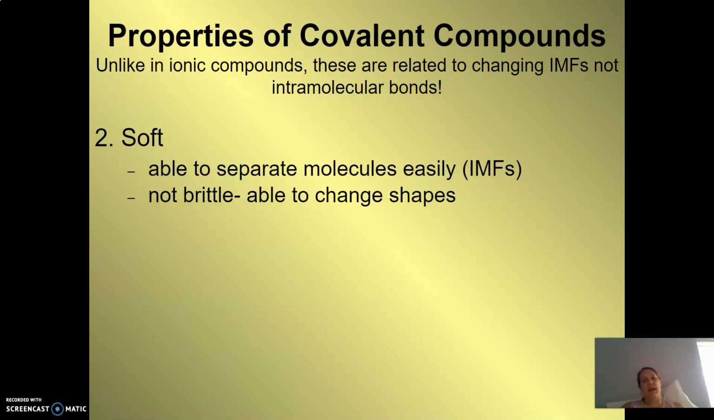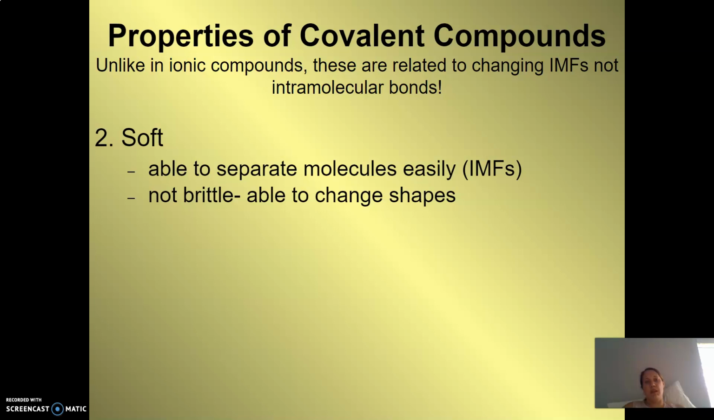So if you remember back to ionic substances, we talked about the lattice and how when you hit it, it shatters because the ions will realign, and now you would end up with a negative side and a negative side. And when you have two negatives together and two positives together, those ions are shifted and now they're not arranged accordingly like they were before. That's what causes them to shatter.